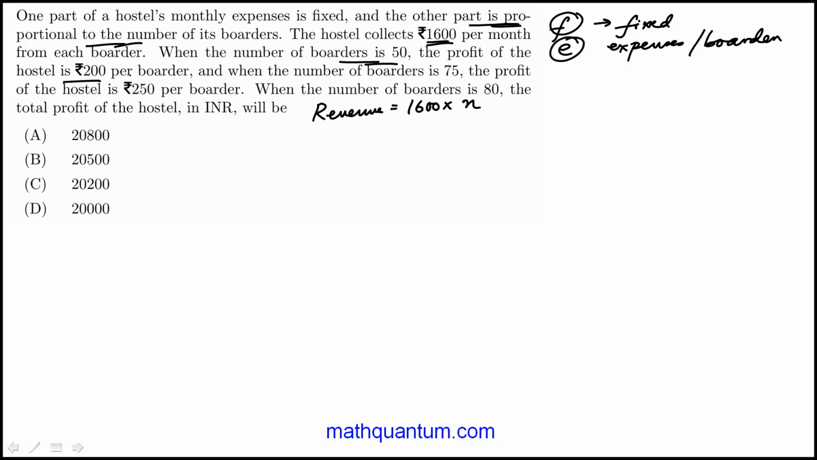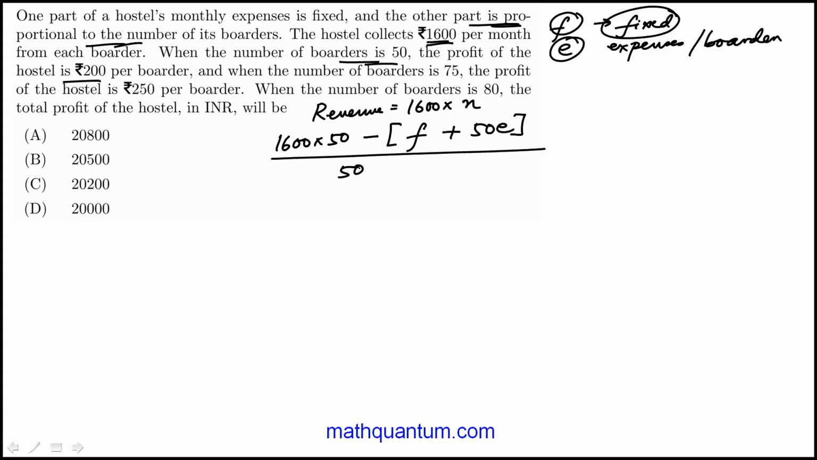I'll start with the first one. When the number of borders is 50, revenue would be 1,600 times 50. And then the profit would be this minus the expenses. So you have the fixed expenses plus 50E. And then I divide this by the number of borders, which is 50, and that would give us the profit per border. So that's the setup for this one.